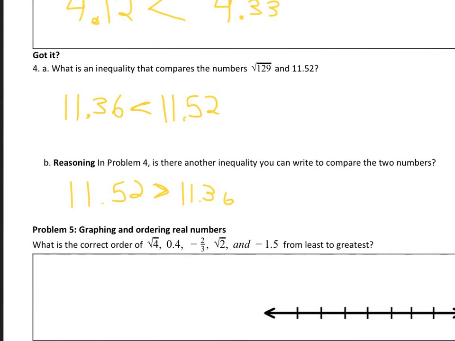Okay? Moving ahead, can I write this inequality I just got in another way? Yeah. If 11.36 is less, that means 11.52 is greater. So essentially all I did was I flipped the entire inequality around. I put this number 11.52 first, I put the greater than symbol, and I had 11.36 at the end. So that just took my inequality and flipped it around. And that's how I got my last solution.